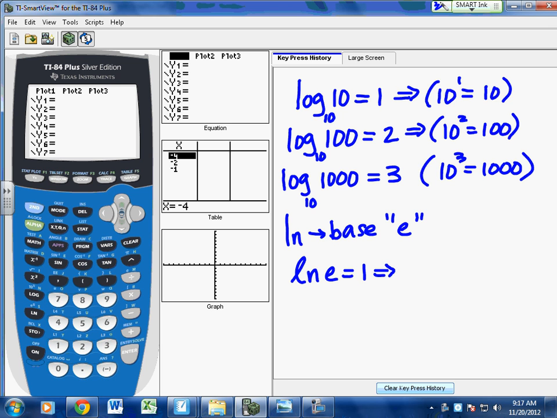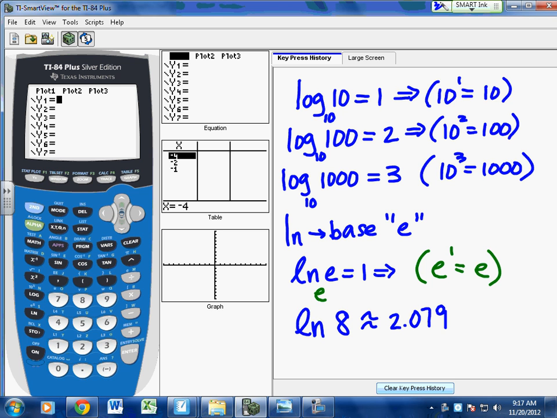Here's why. The natural log has a base of e. So this is actually saying e to the first power is e. What's the ln of 8? Well, all you do is take the ln of 8, and it gives you a number that's approximately what? 2 point 0.79?